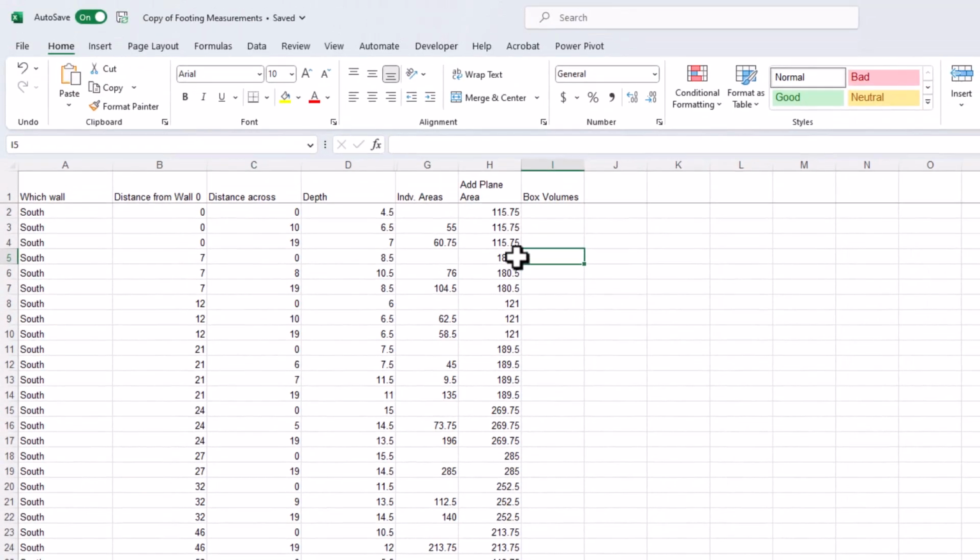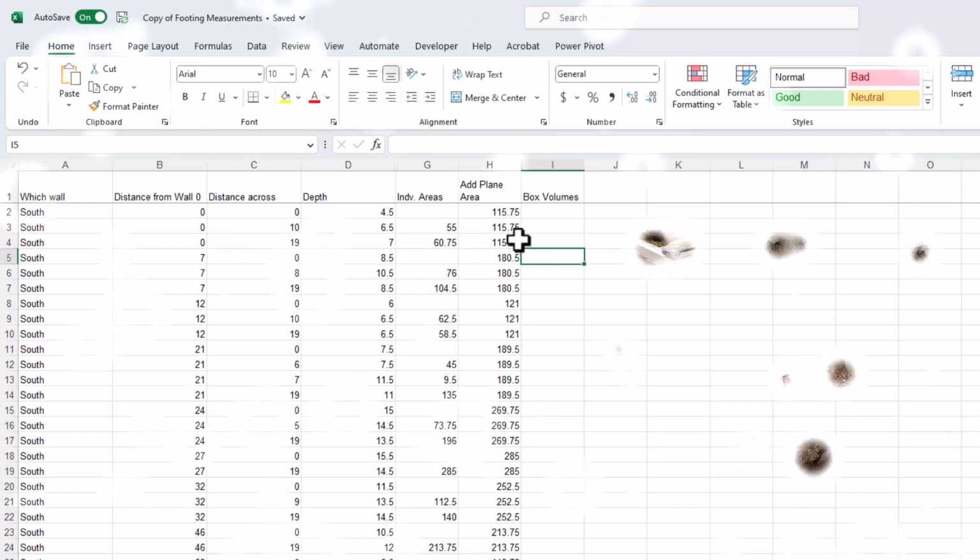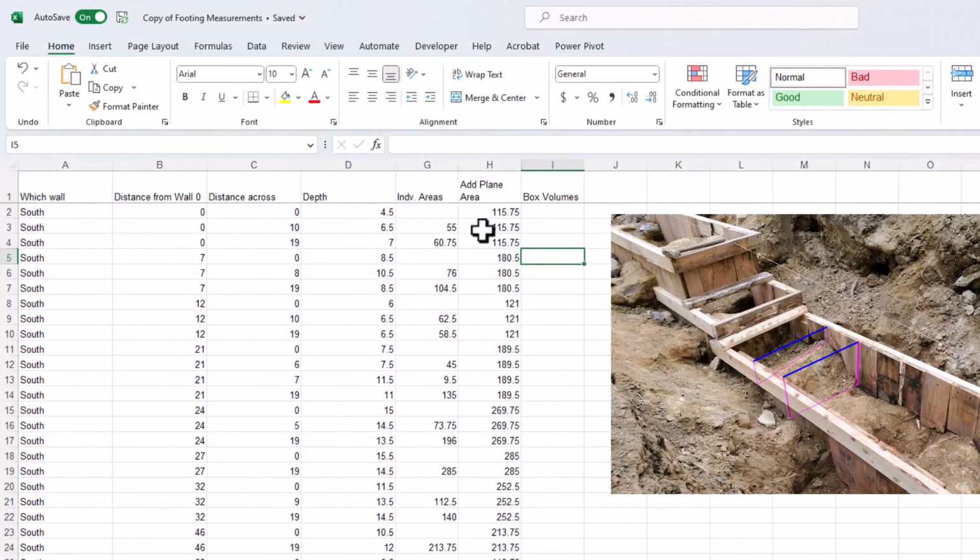Now I want to calculate all these individual box volumes. And there's some neat things going on here that'll work great that you'll see when we copy this formula down. So here's our first transition between planes. We've calculated the area of the first plane that we measured, and we've calculated the area of the second plane we measured. And we calculate the volume by averaging these two and multiplying it by the distance between the two of them, which is the distance of the second one minus the distance of the first one.